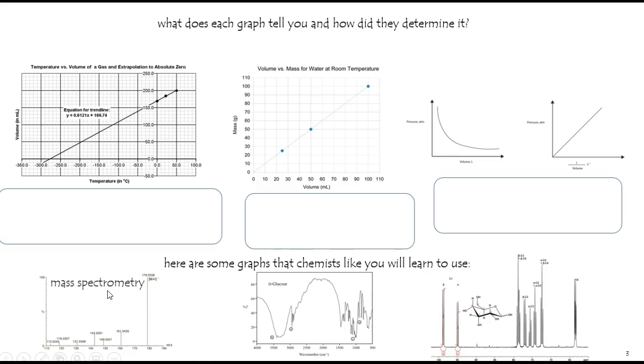This one is known as the mass spectrum of a substance. Here's the infrared spectrum of the same substance, and here's the NMR spectrum of also the same substance. We'll be learning how to use and interpret these graphs in order to identify unknown substances. This is an introduction to graphing.